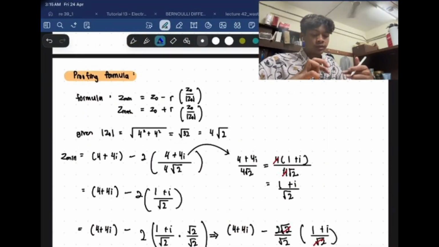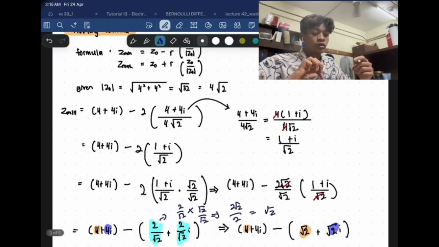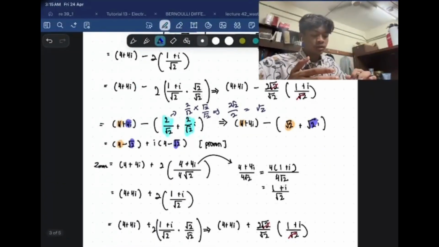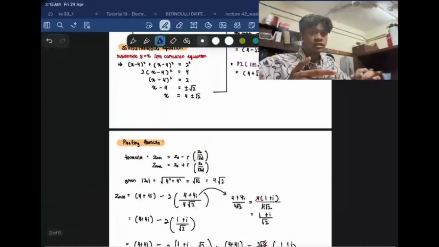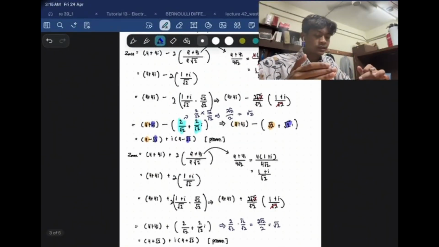Moving on, we must prove the formula z min equals z naught minus r times z naught over the magnitude of z naught. First, we must find the magnitude of z naught, which is 4 root 2. And from here, we can use simplification and simple rationalization to find that the coordinates we got from this formula are the same as the ones we got from the simultaneous equation. Hence, we prove that this formula is actually true. So this is my calculation.